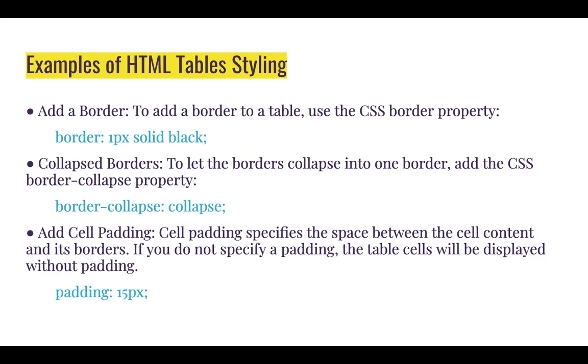And to add cell padding: cell padding specifies the space between the cell content and its border. That is, if you don't want the text to be touching the borders, you want some space above the text, on the left side of the text, the right side of the text, and below the text. So you need to add padding to it. If you do not specify a padding, the table cells will be displayed without padding. You can set a padding of 15 pixels.